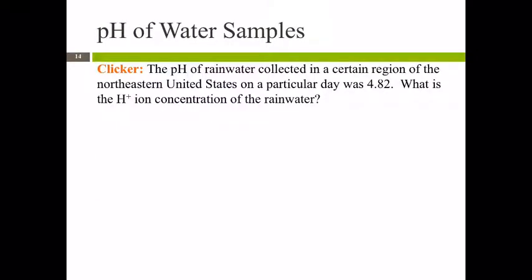So go ahead and try this problem. We want to calculate the H plus concentration of rainwater collected in a certain region of the northeast US on a particular day, and the pH was 4.82. The question is, what is the H plus ion concentration in the rainwater? Go ahead and pause and try to work through this. First thing we need to do is to go ahead and write out the relationship between pH and concentration of H plus. In this case, we know what the pH was.